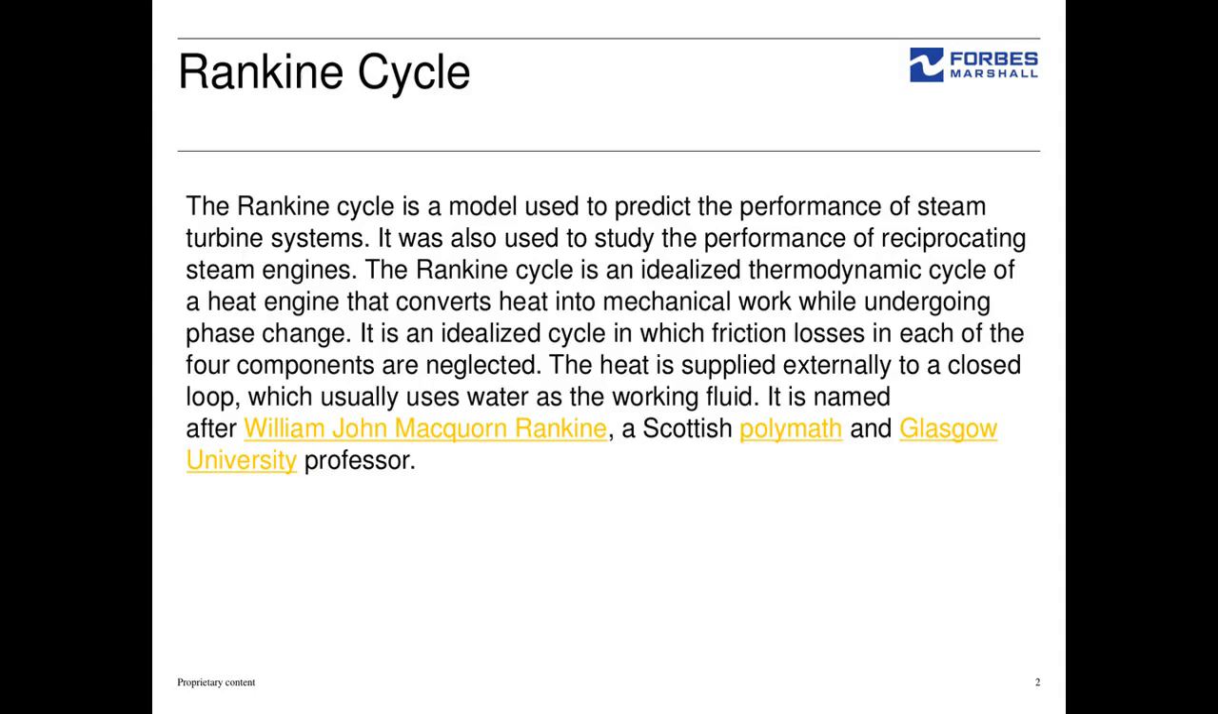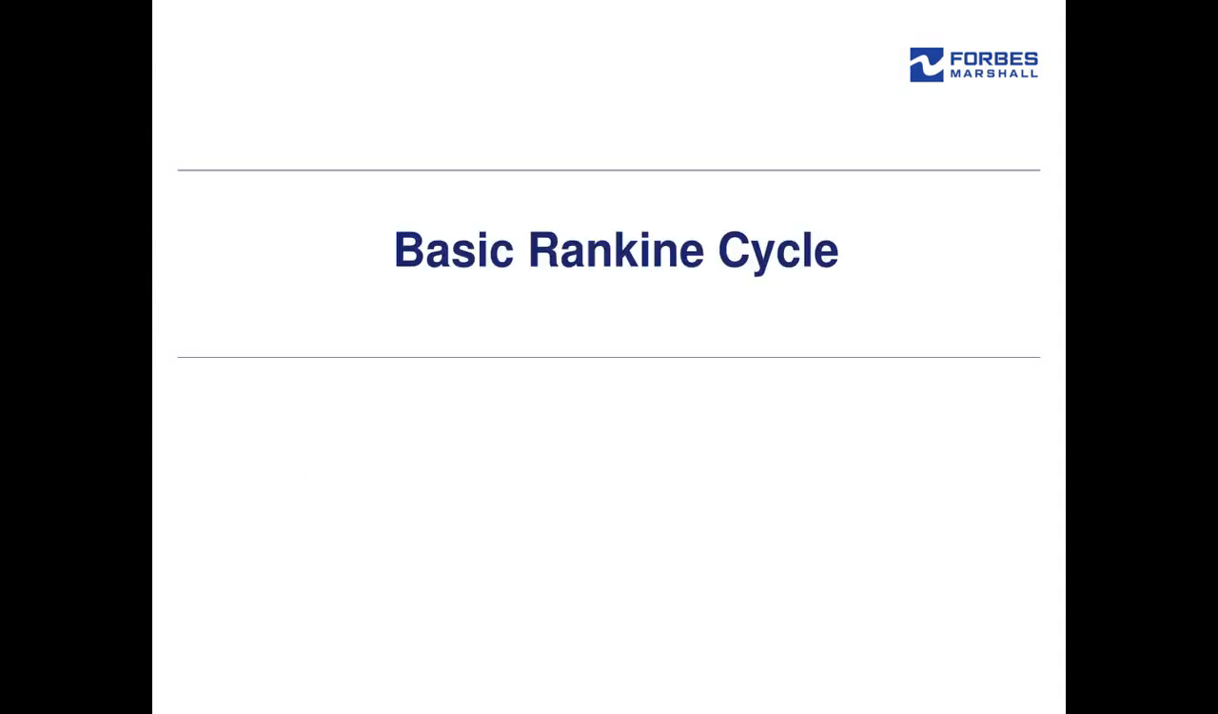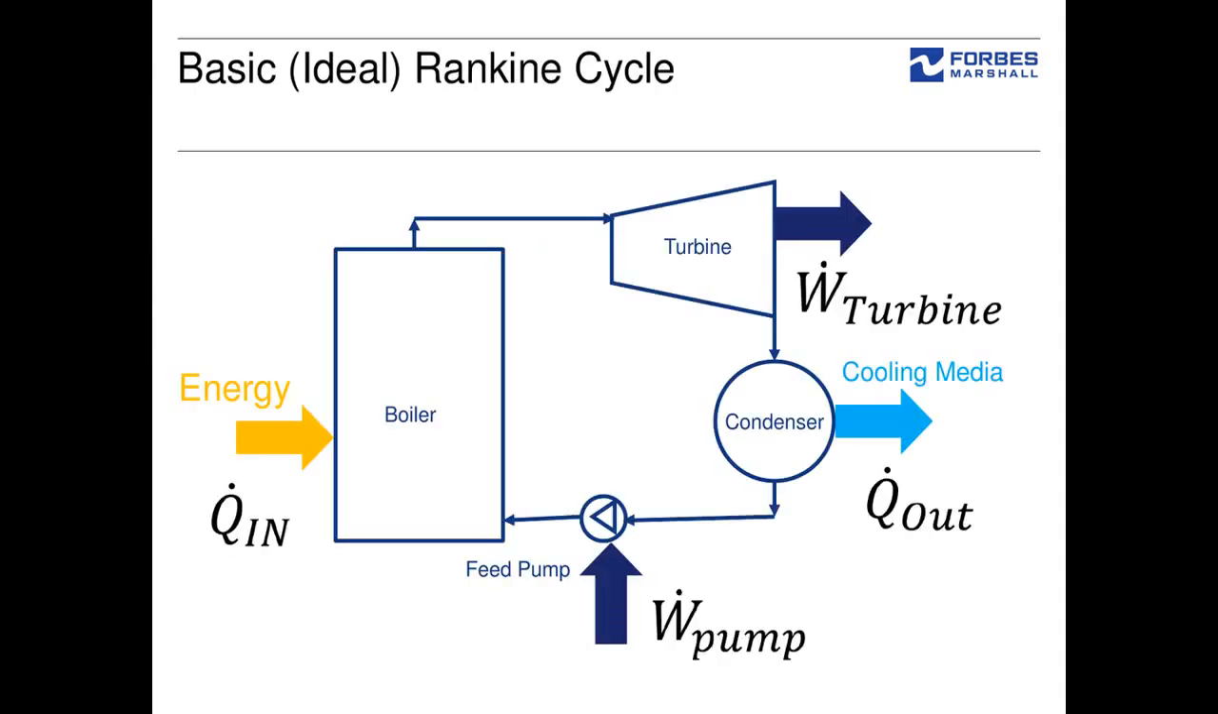Rankine cycle is the most modern cycle used for steam turbine based thermal power plants and also for the reciprocating steam engine. So this is a cycle where heat energy is converted into mechanical energy through the phase change. Now let's first understand the basic ideal Rankine cycle before going ahead to how this cycle is implemented in thermal power stations.